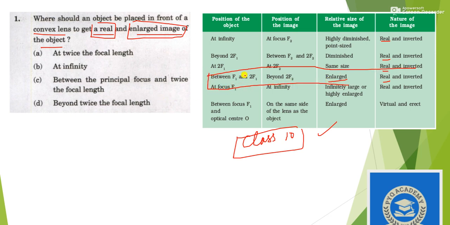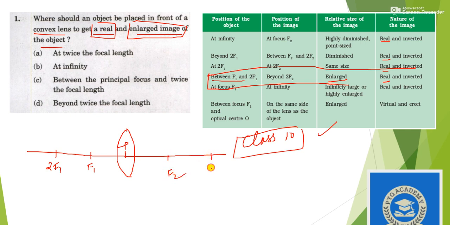So the position of the object is between f1 and 2f1. Let's see what f1 and 2f1 are. Suppose this is a convex lens, and this is the principal focus. So this is f1, this is 2f1, and this is f2, and this is 2f2. If we place the object here, the image is going to form like this, beyond 2f2, and it will be enlarged.